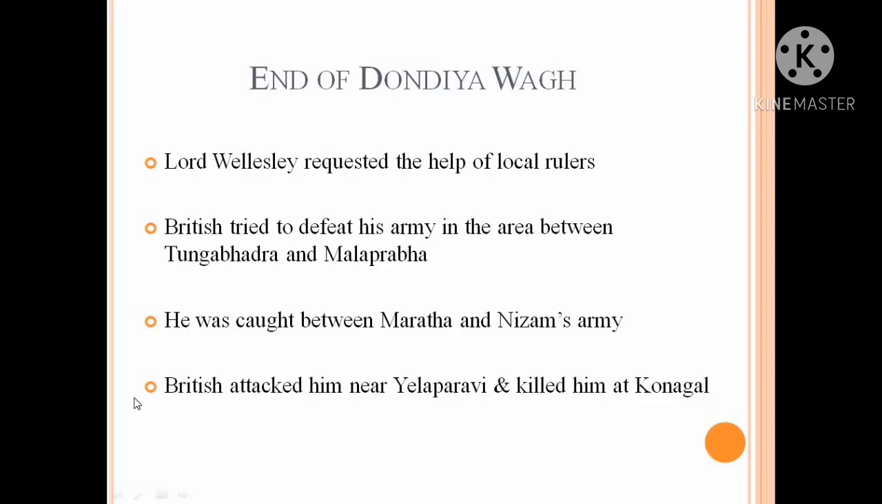That's why he requested the help of local rulers. So always the British were using Indians only to defeat the Indians. The British tried to defeat his army in the areas between Tungabhadra and Malaprabha. When he was going there, he was caught between the Maratha and Nizam's armies. They helped the British. So this is the problem actually, again and again I'm saying, they didn't have unity. The British attacked him near Elaparavi and killed him at Konagal.